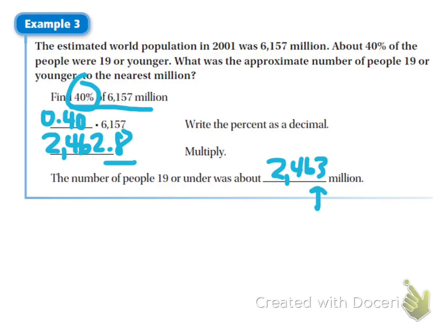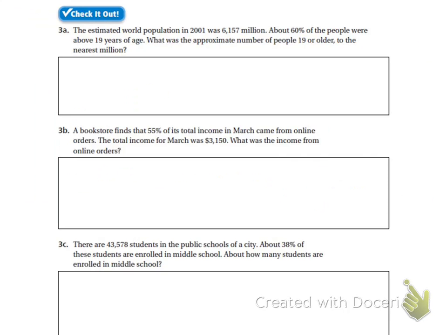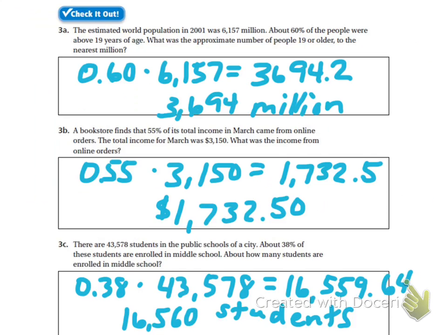Okay, I'd like you to take a moment and answer Check It Out 3A, 3B, and 3C. Please pause the video. Okay, let's take a look at your answers. The first one, you should have multiplied 0.6 times 6,157 to find the answer was 3,694. Notice the 2 told me that the 4 stayed the same, so that's 3,694 million.